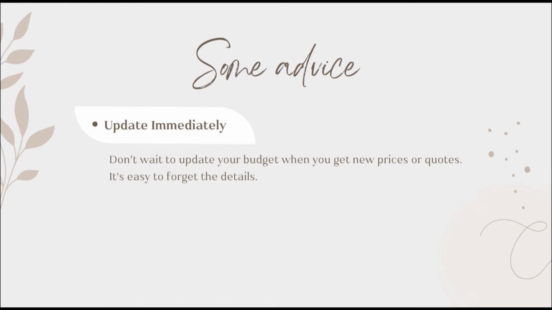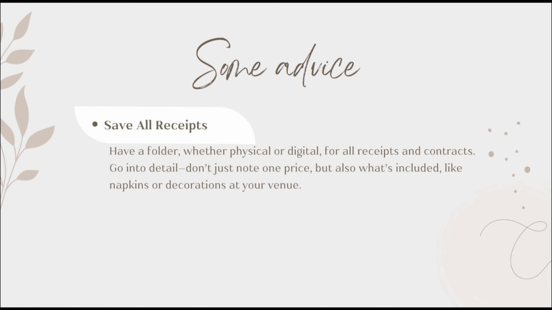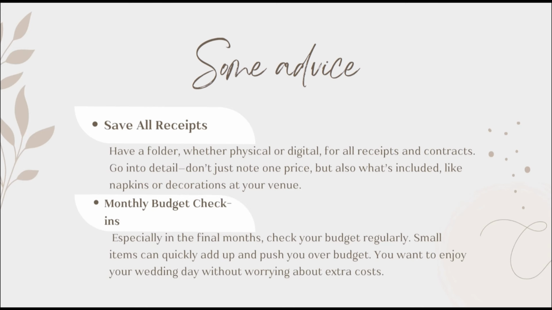Some extra advice: when you have your budget, update it immediately. When you have a new price or a quote, just add it already in the Excel file. Estimated and actual cost, always keep them both in your budget so you can compare and adjust if something goes over the estimated cost. Also, save all the receipts and have a folder, whether physical or digital, for all the contracts. And in the contract, go into detail. Don't just note one price, but also what is included, like are there napkins, is the decoration in your venue included? Everything, have it in writing.